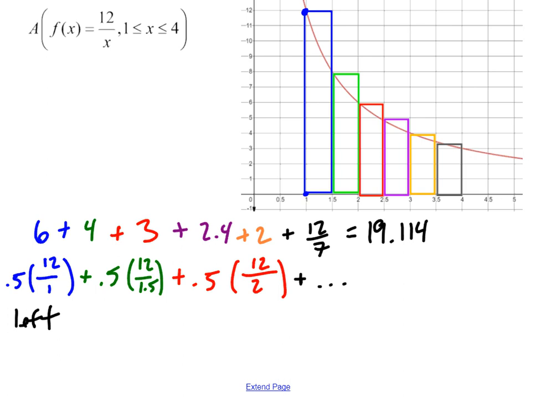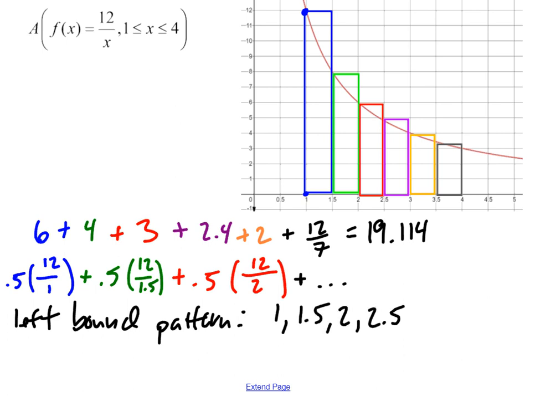So what we're going to do is make a left bound pattern. The left bound pattern is just saying what values of x are you plugging in. So first I have 1, then 1.5, then 2, then 2.5, all the way, I'll just write them all out, it's not too many, 3, and then it stops at 3.5. So let's see if I can actually make a pattern with this. Well, this looks like an arithmetic sequence. So let's see if we can write an arithmetic equation for that.